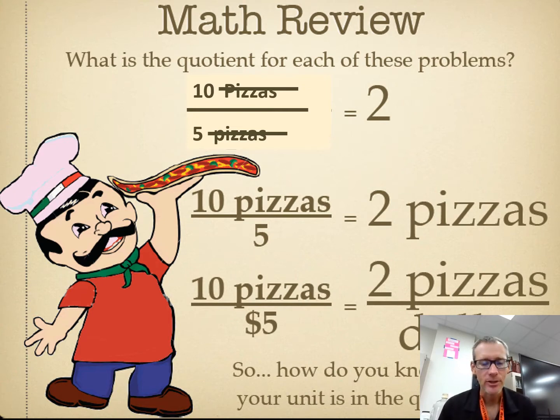All right, so just remember the units when you're dividing. They either cancel out, or they have the same units, or you have derived units, meaning that pizzas per dollar is the same thing as how many pizzas you get for $1.